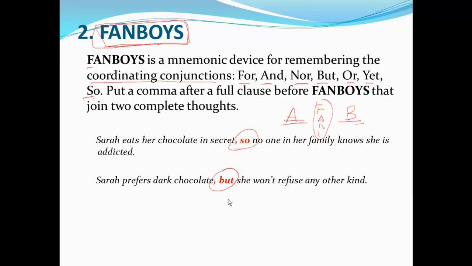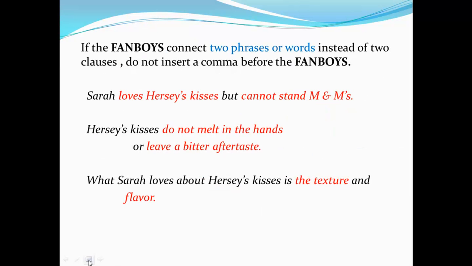So comma, fanboys. But notice that there's a subject and a verb, subject and a verb, right? So that's a clause and this is a clause. Okay, fanboys. But this can be confusing because sometimes fanboys do not connect two clauses, but instead they connect phrases or words which are smaller units. So for example here, "but" connects "loves Hershey's Kisses" and "cannot stand M&Ms." These are not full, this one especially is not a full sentence, right? So if you're connecting partial sentences, no comma, because you wouldn't put almost a period.